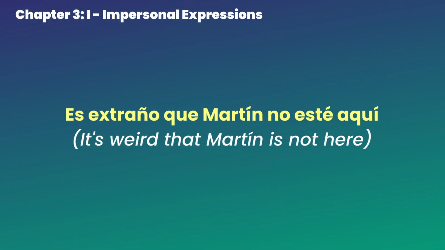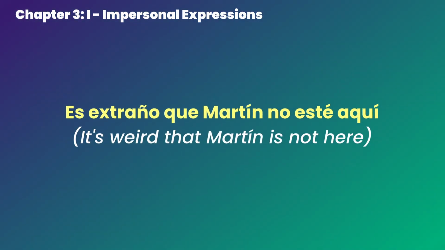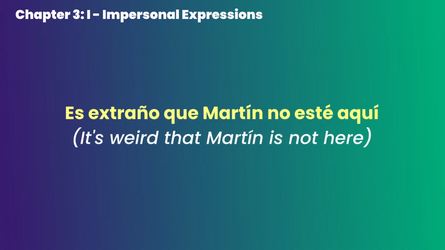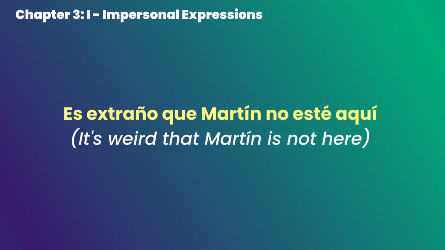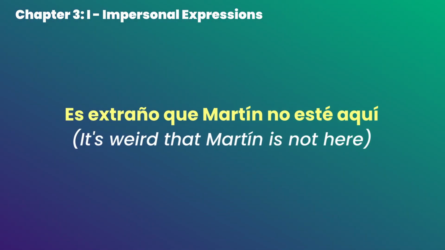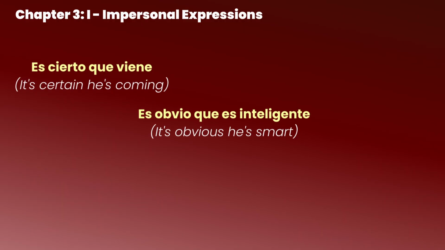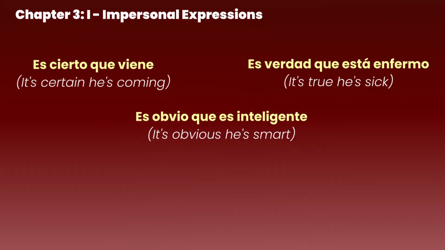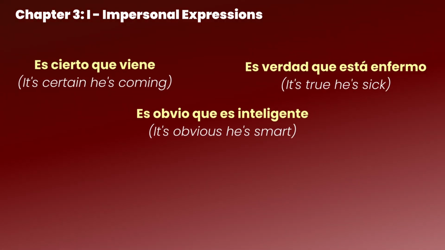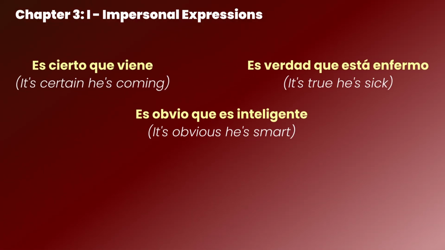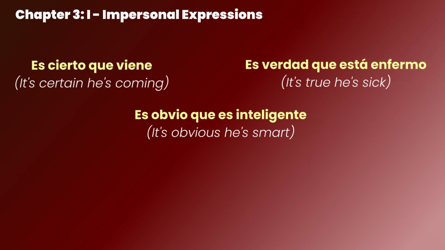It works the same way as all other impersonal expressions, therefore I don't believe there's a need to cover all of them. Now, what I do want to talk about is some unexpected behavior with impersonal expressions. Let's look at these three sentences. Es cierto que viene. Es obvio que es inteligente. Es verdad que está enfermo. Remember how I said that as long as the adjectives express an opinion or some other subjective thing that is not a fact, then it should trigger subjunctive?